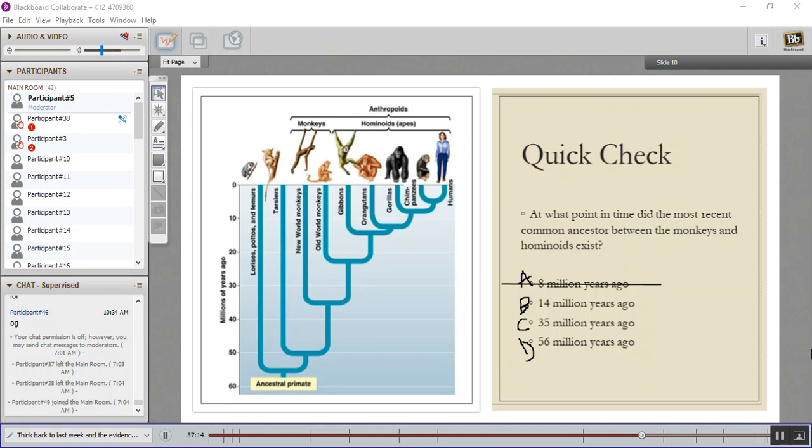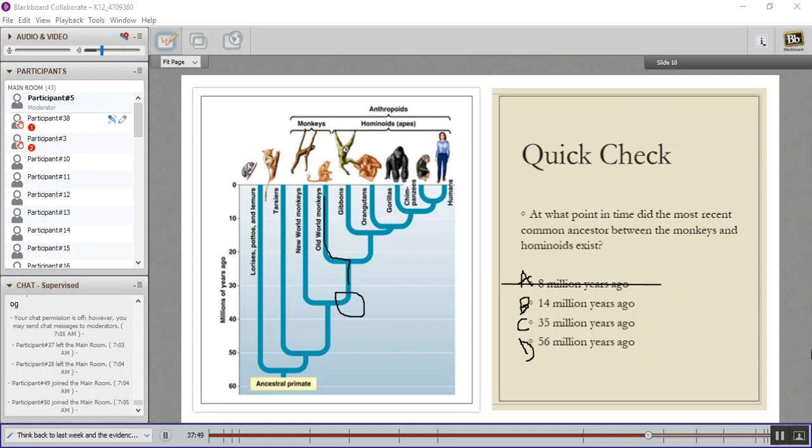As shown on the graph, hominoids expand to gibbons, and the last known ancestor to cover both hominoids and monkeys separates at C, around 35 million years ago. Because if we follow it, it goes to both Old World monkeys and to another ancestor that splits between gibbons and orangutans.